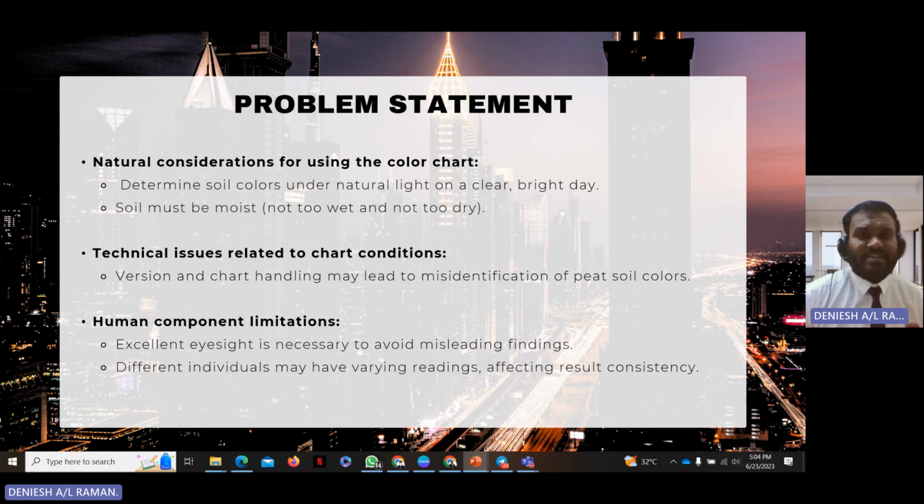Additionally, the human component introduces a limitation: accurate color perception and excellent eyesight are necessary to avoid misleading findings. Moreover, different individuals may have varying readings when using the color chart, affecting the consistency of the data. By understanding these natural considerations, technical issues, and human limitations associated with the color chart, we can devise strategies to overcome these obstacles and ensure more reliable and consistent soil analysis results.